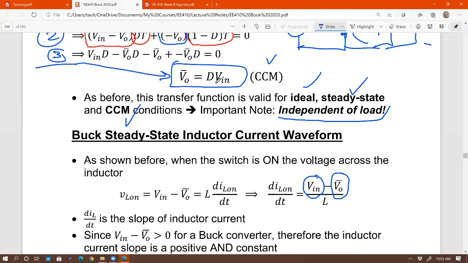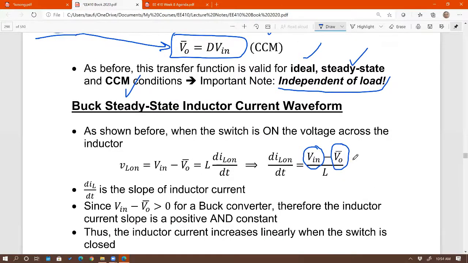Other than duty cycle equal to 1, if the duty cycle is less than 1, then you can see that V out is going to be less than V in. That's why this is called a step down converter, because in practice the output voltage is going to be less than the input voltage. Hence the name buck converter, step down converter.